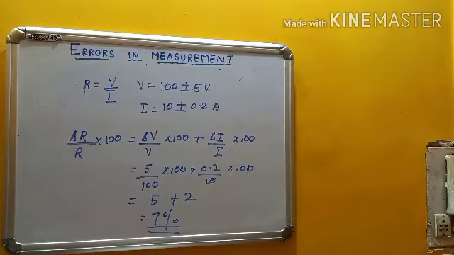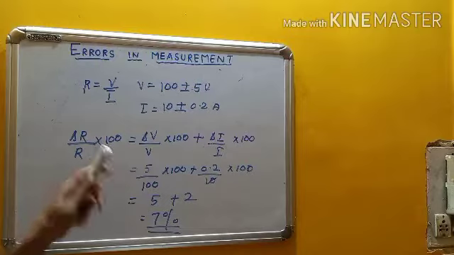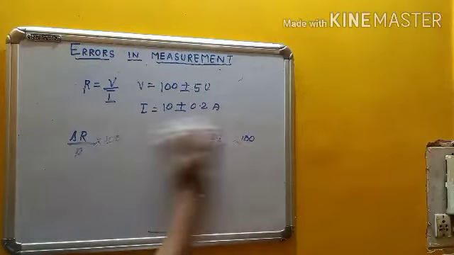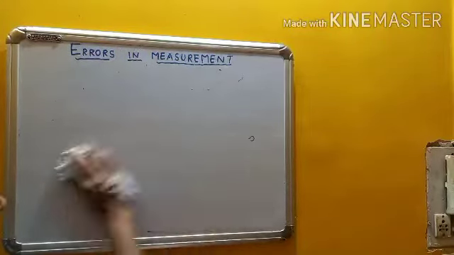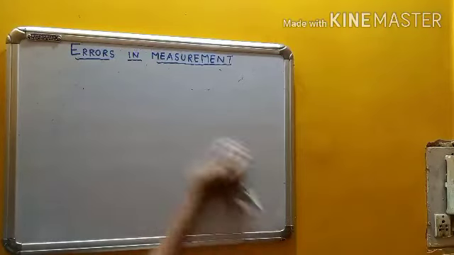So here we directly calculated the percentage error in the resistance. We got it as 7%. We just wrote the formula, substituted the values, and got the answer 7%.